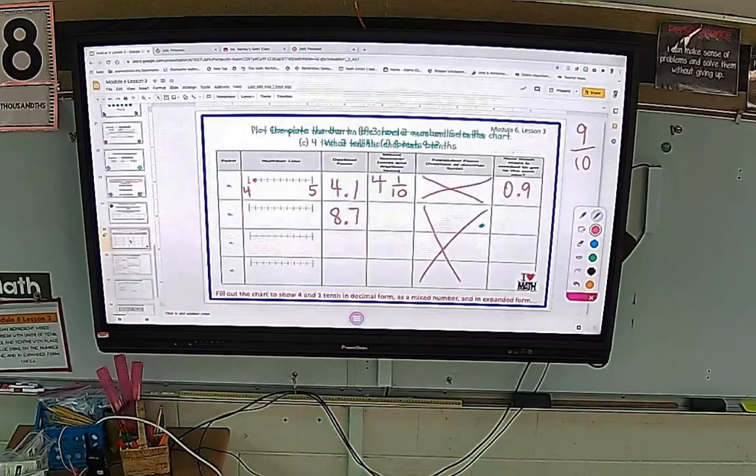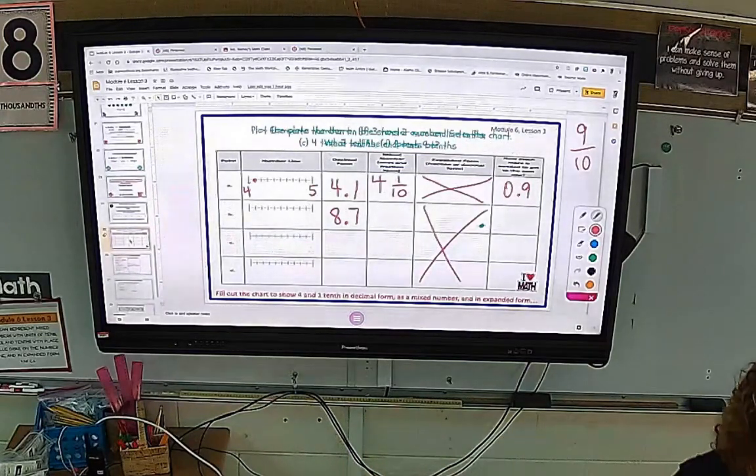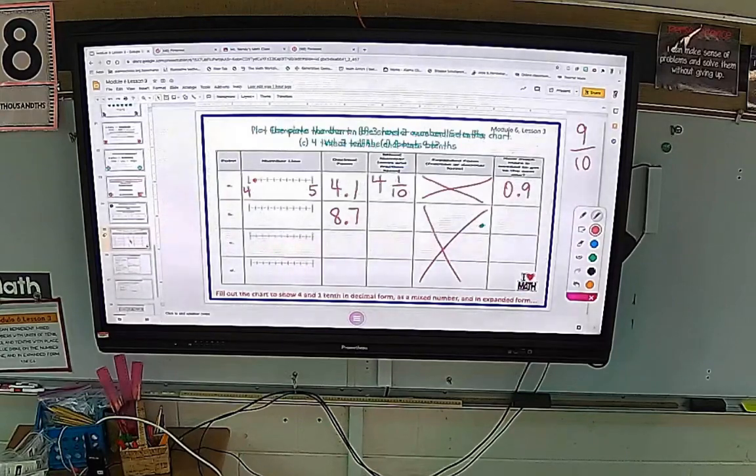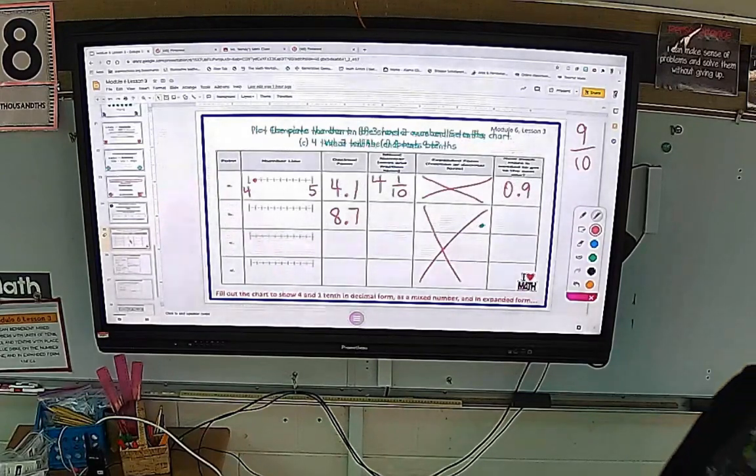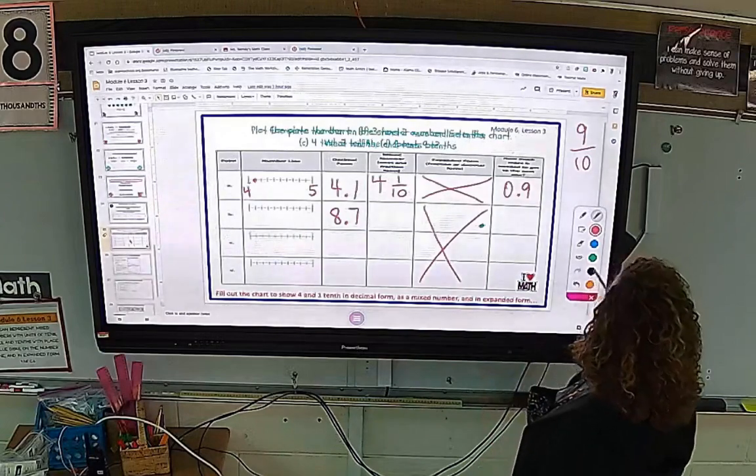Number line's tough, just because of fitting it in there. I'm going to give you about 30 more seconds, and then we'll see what we got.